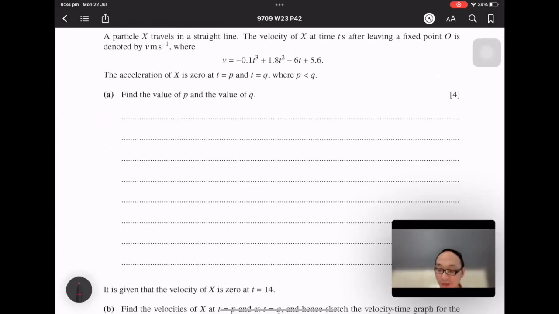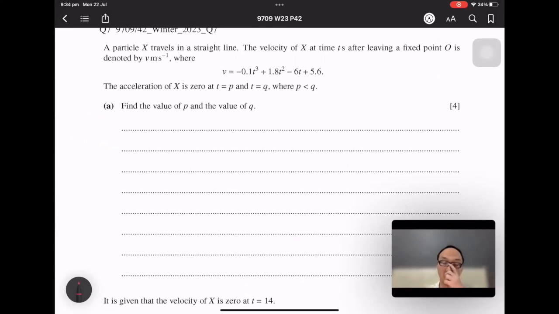Number 7. A particle x travels in a straight line. Velocity of x at the time t leaving the fixed point O is denoted by v, where v equals [expression]. The acceleration of x is 0 at t equals p and t equals q, where p is smaller than q. Find the value of p and the value of q.